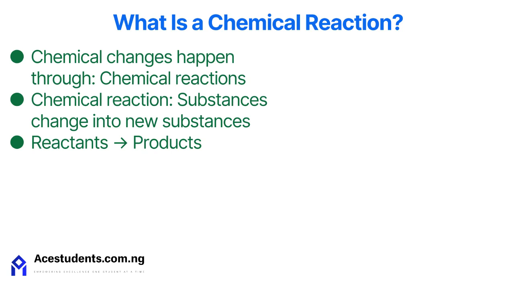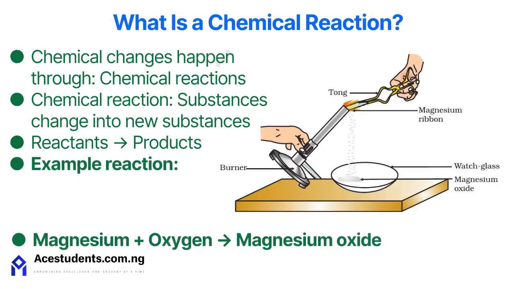To see this more clearly, let us look at a real example of a chemical reaction. When magnesium reacts with oxygen, a new substance called magnesium oxide is formed. During this reaction, a bright white light is observed. Afterwards, a white powder remains, showing that a new substance has been produced. As a result, this confirms that a chemical reaction has taken place.